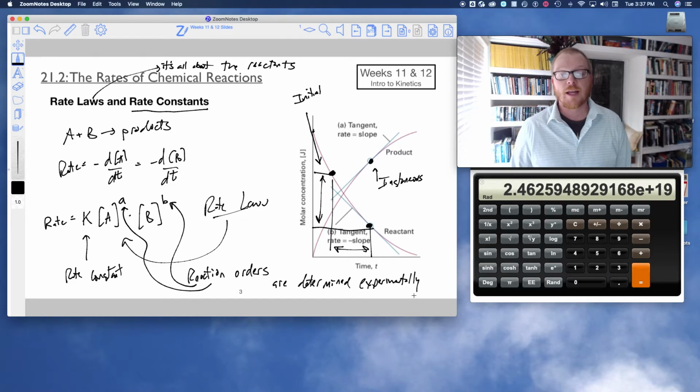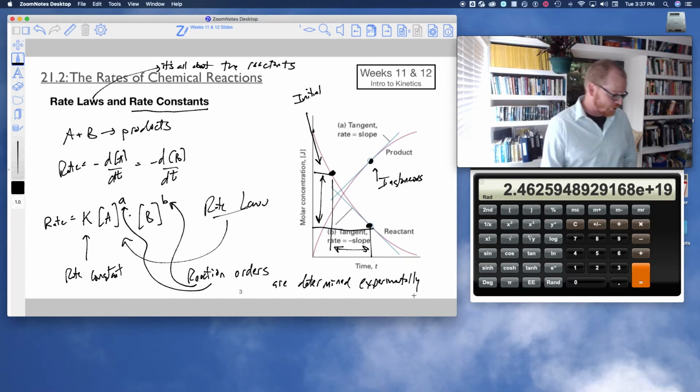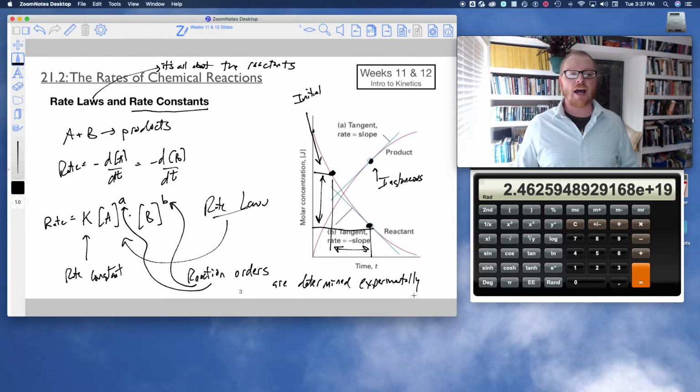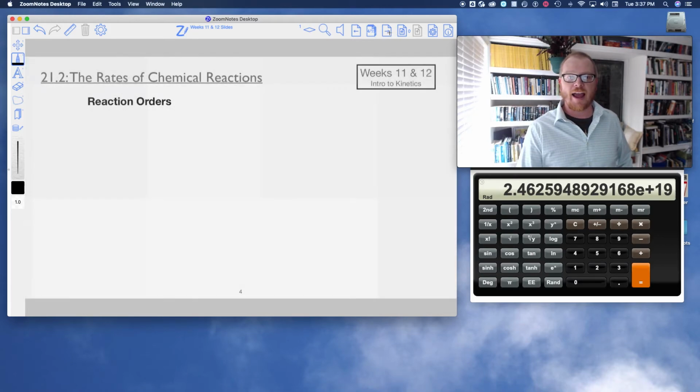Okay. Now you can also determine reaction orders from a complex, detailed study of the mechanisms, which would be theoretical. So you could do a theoretical study of the mechanism and determine the reaction order. However, that's hard. That's really hard. So we often always determine reaction orders experimentally.